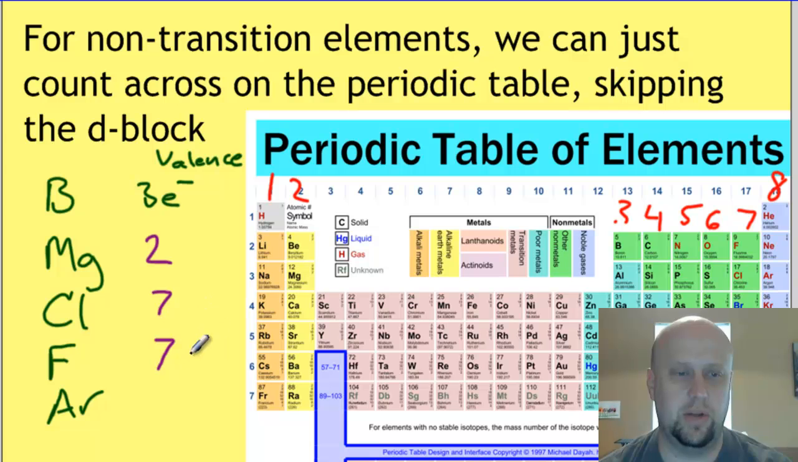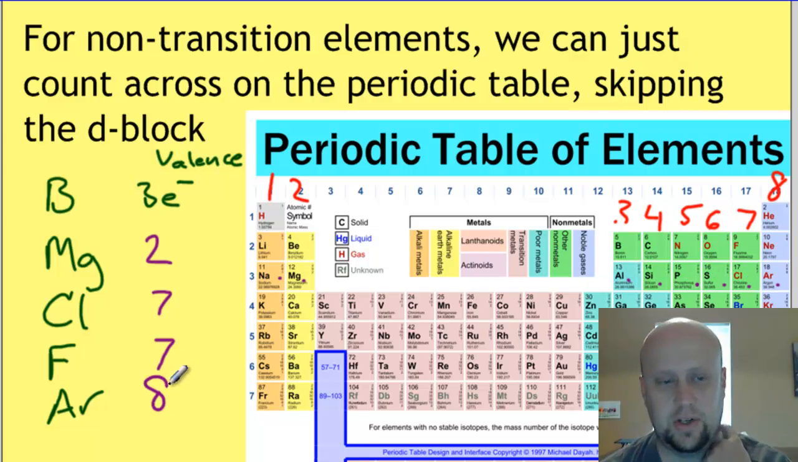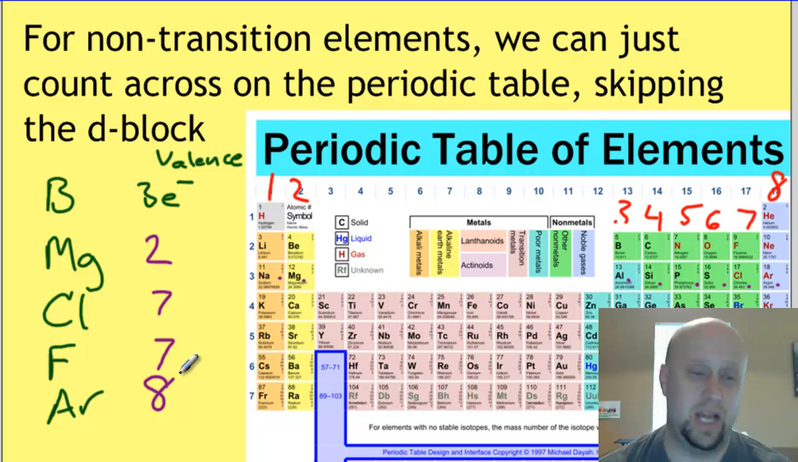You'll notice that chlorine and fluorine both have 7 valence electrons. That's why they react the same. The ending electron configuration is the same. The 7 valence electrons is the same. And then if we want to do argon, it's at 8, so I don't really have to count backwards. But just to be sure, 1, 2, 3, 4, 5, 6, 7, 8. Okay, so 8 valence electrons. We'll also see here in a minute that that's kind of the magic number for valence electrons. That's what everyone wants to have.